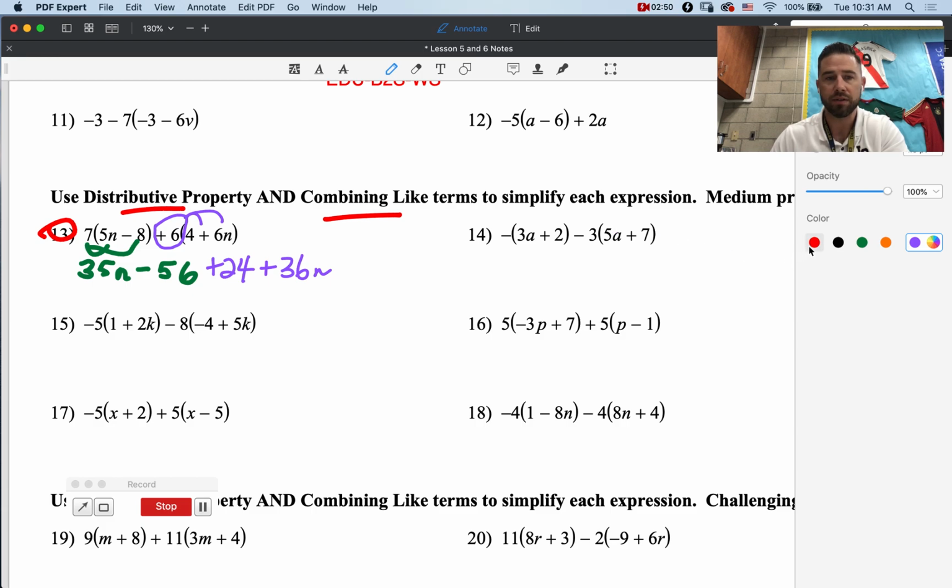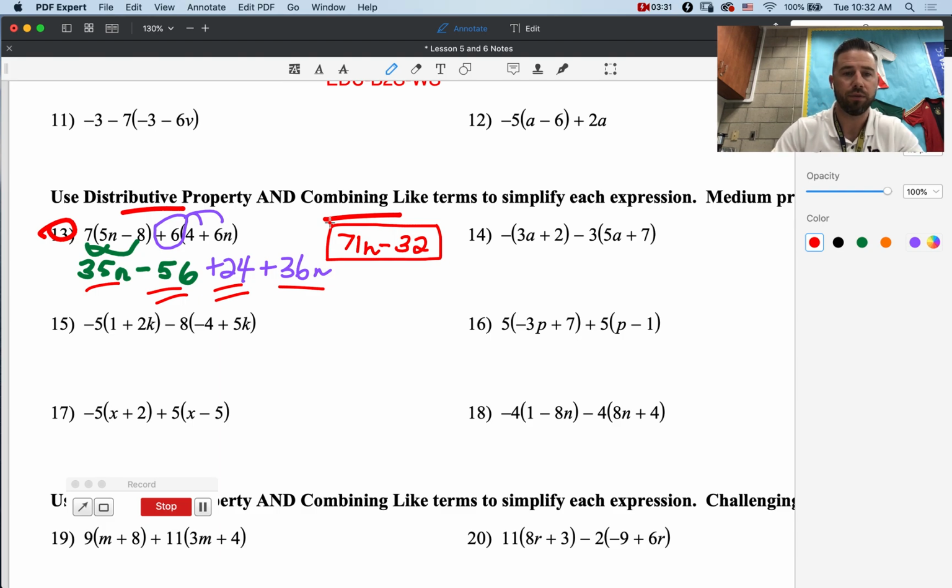Now, as you can see, we did our distributive property, and now we're going to combine like terms. So my like terms are my n's and my n's, right? You have a positive 35 and a positive 36. If you have a positive 35 and a positive 36, I think you have a positive 71n. And then these are our other like terms. We have negative 56 plus 24. And I think negative 56 plus 24 would be a negative 32. And that's our answer for number 13.